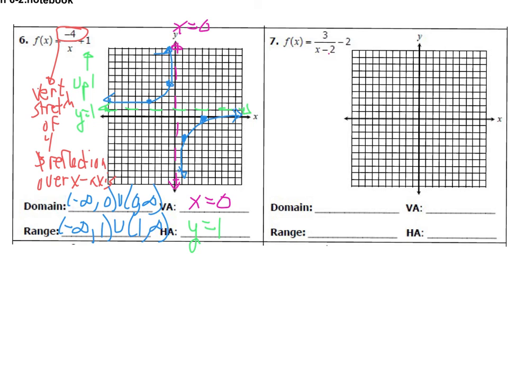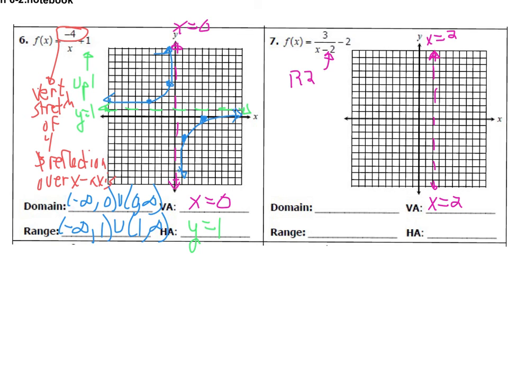We have this inside the function, which is going to create a right shift of 2, which means that our vertical asymptote is going to be at x equals 2, because if x were 2, the denominator of that fraction would end up being 0, and we can't have that. So put that in here. X equals 2, make sure you labeled it.